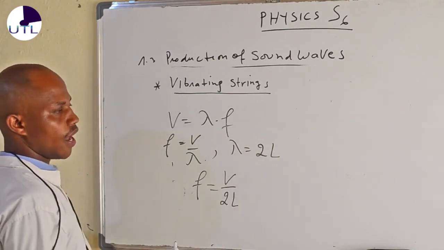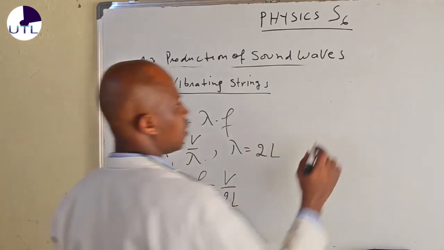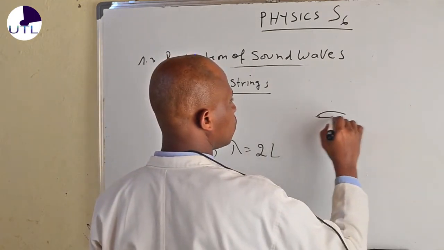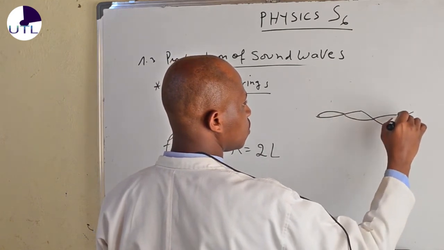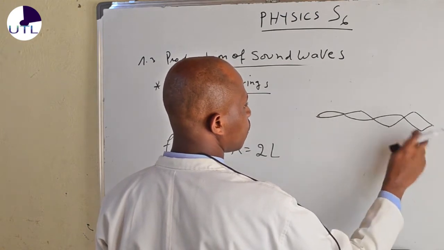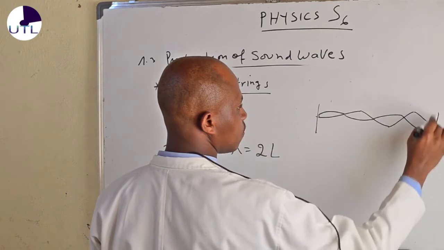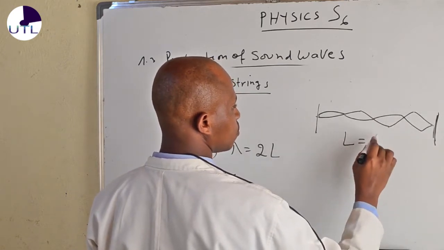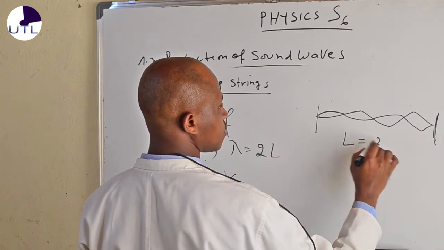So now you may ask yourself, how many overtones were we having? Now if I have this, 1, 2, 3, 4. 1, 2, 3, 4. So the length here will be equal to wavelength, that is 2 times wavelength.